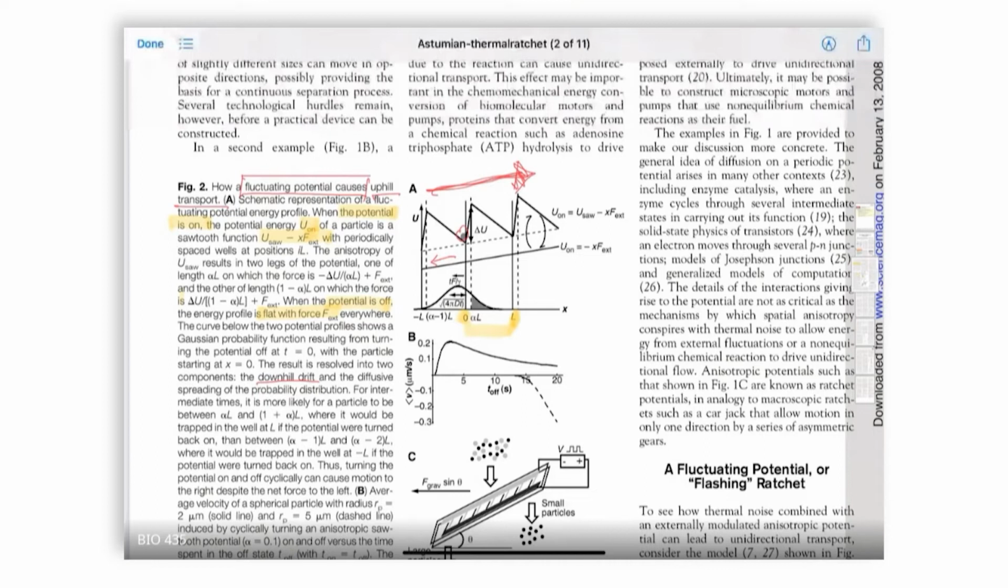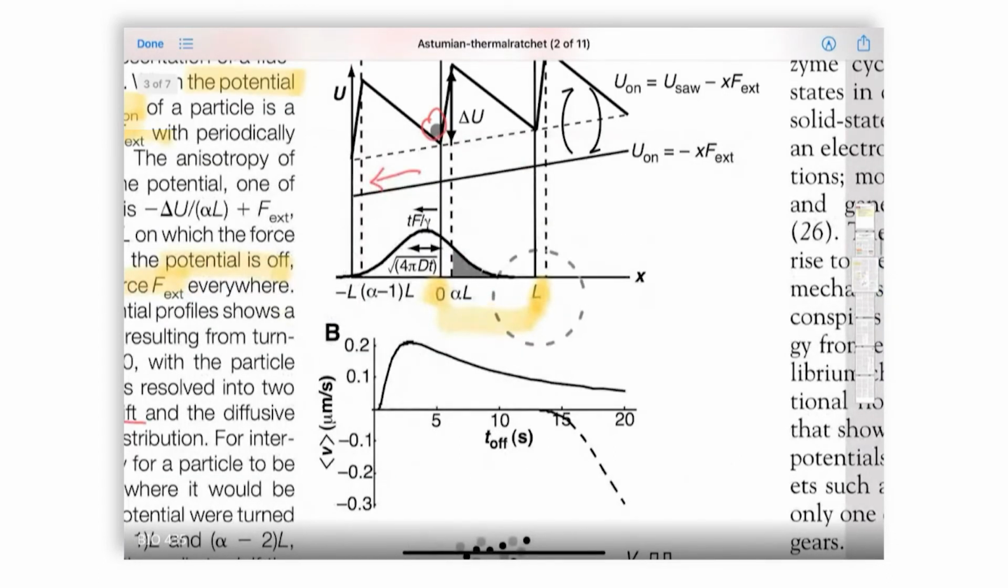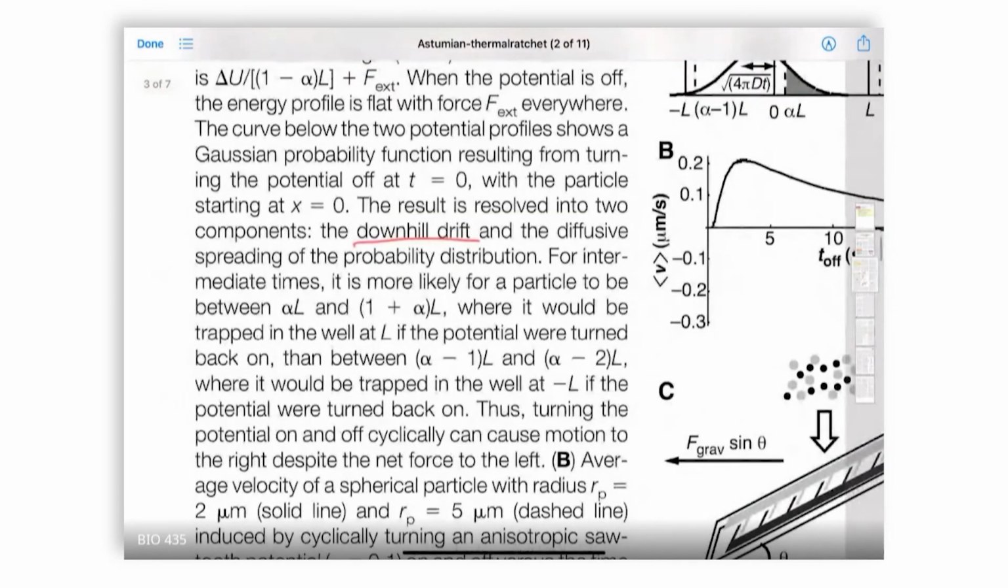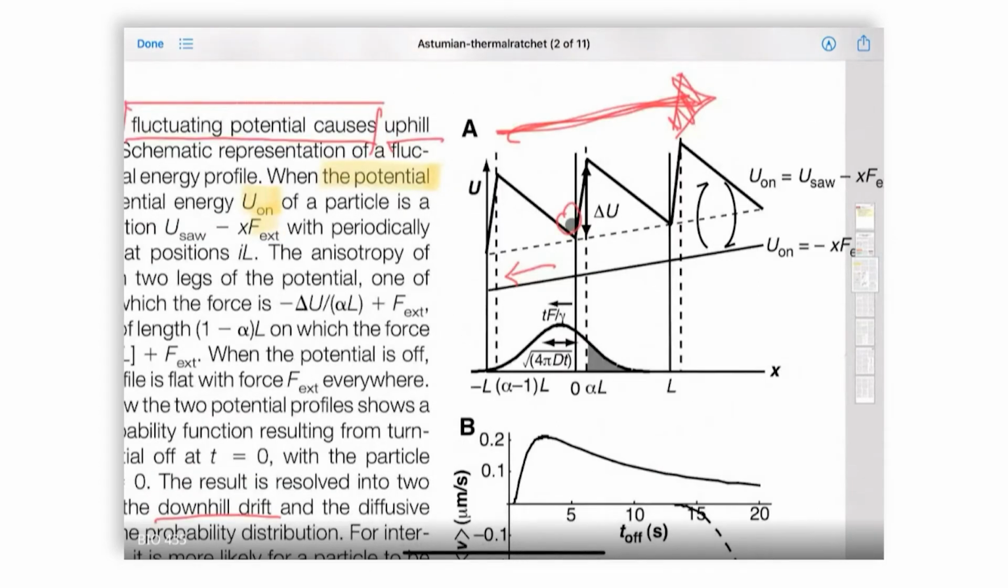So if you remember, we went back and forth and we basically concluded in our own course that we would rather stay with the analogy with reference to energies, not to forces. But suffice to say that this is not the approach used here. So the Gaussian probability function that results from turning the potential off at t equals 0, with particles starting at x equals 0. So the particles start here.